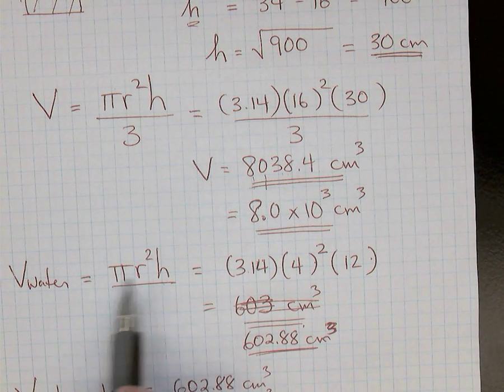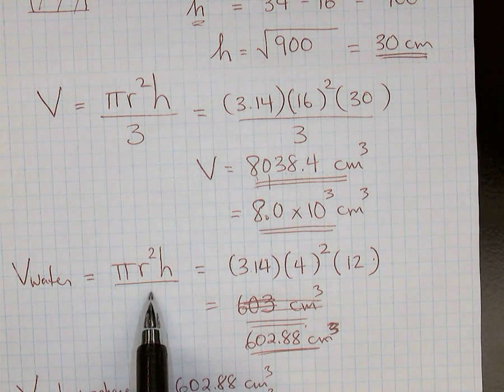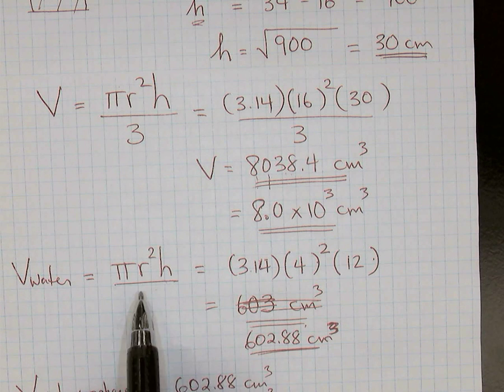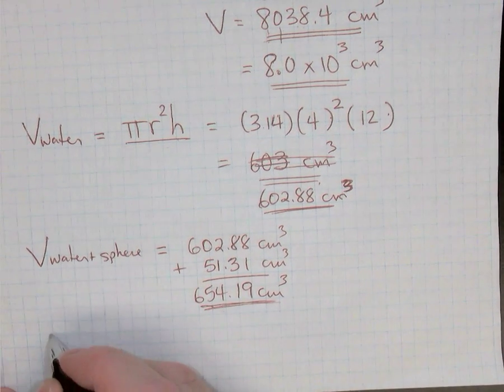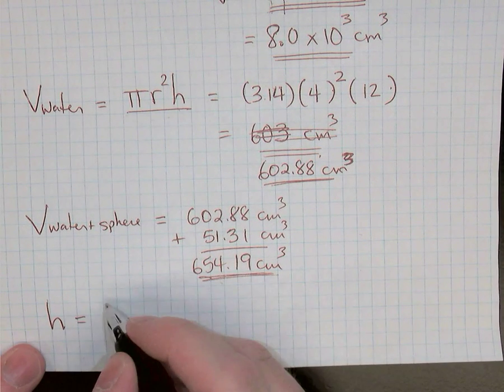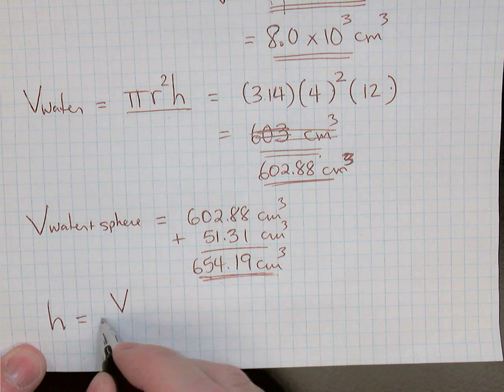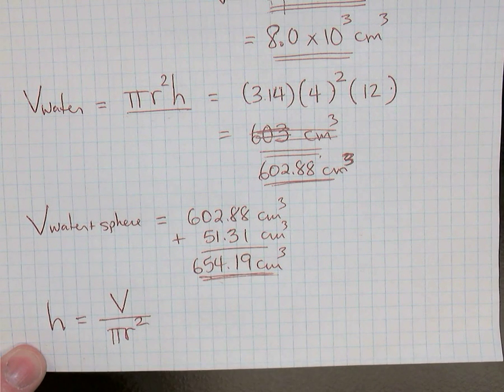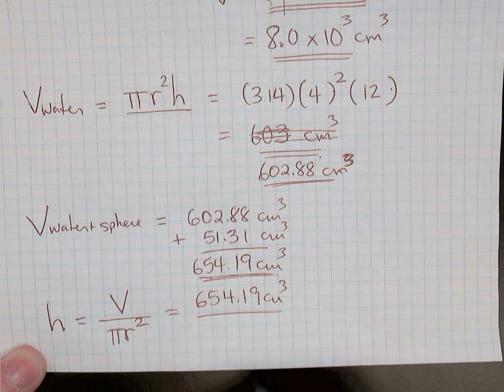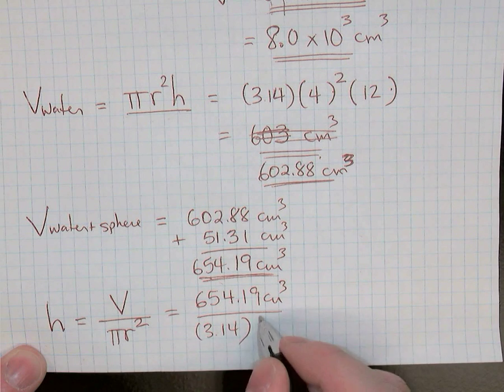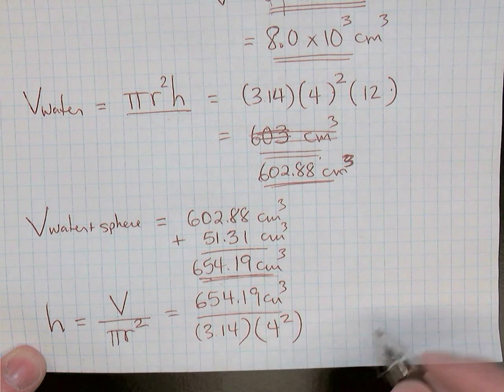If we look at our formula for volume of a cylinder, we realize that the height can be isolated. It can be put by itself if we divide both sides of the equation by pi r squared. Right now we have pi r squared times h. To get the h by itself, we would divide by pi r squared. So if we take volume divided by pi r squared, we're going to have h, the height. So the height of the water after we add the sphere will equal the volume of the water plus the sphere divided by pi r squared, equals the volume we just found, 654.19 cubic centimeters, divided by pi and divided by the radius, which was 4 squared.